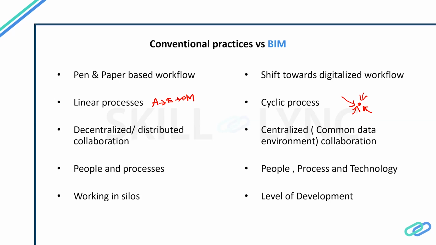Actually, the second point elaborates on all the other points at the bottom as well. Because of this information workflow, the process is centralized in BIM and decentralized in the conventional process. In the conventional process, we only use people plus processes, whereas in a BIM based workflow, we have people plus process plus technology.